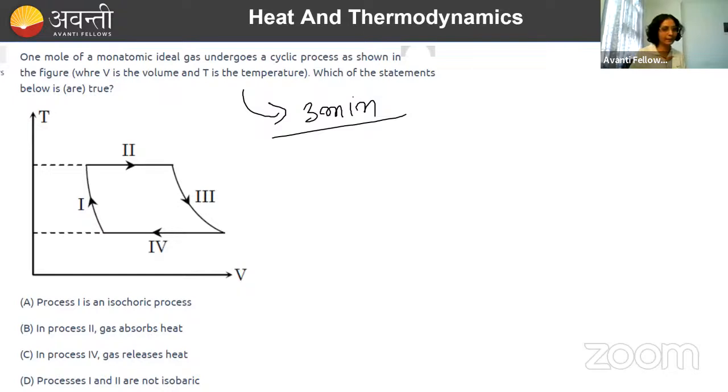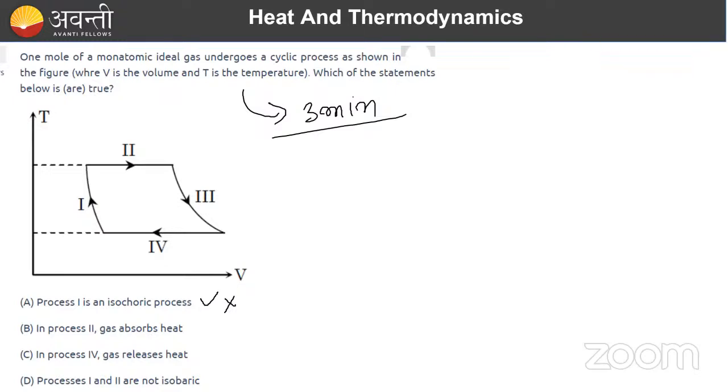So first is correct or wrong? First will be true or false. Process 1 is isochoric. Just look at the diagram, you will get the answer. Wrong. Yes. What about others? What about second?